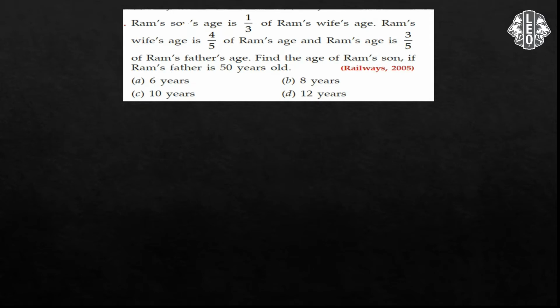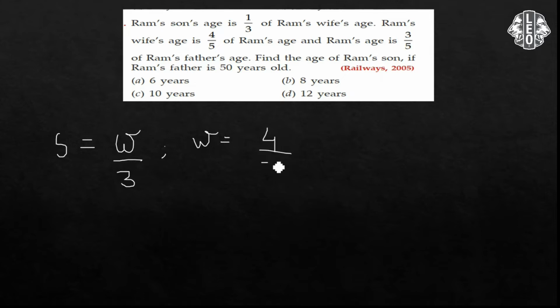They have given that Ram's son's age is 1/3 of Ram's wife's age. So S is equal to W by 3. Then the wife is 4/5 of Ram's age, 4 by 5 of R. And R is equal to 3/5 of his father's age, 3 by 5 of F.